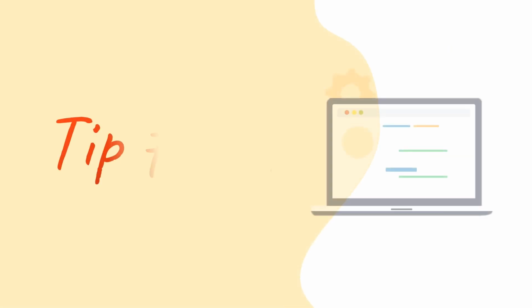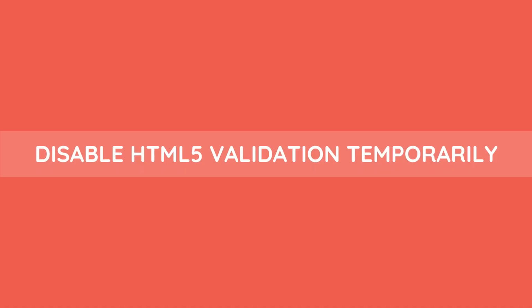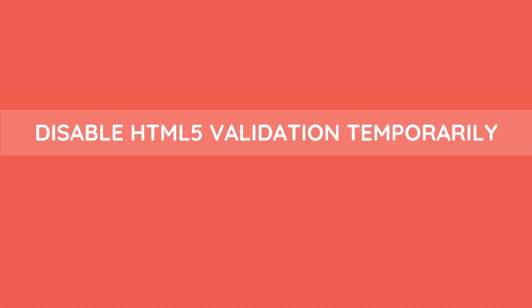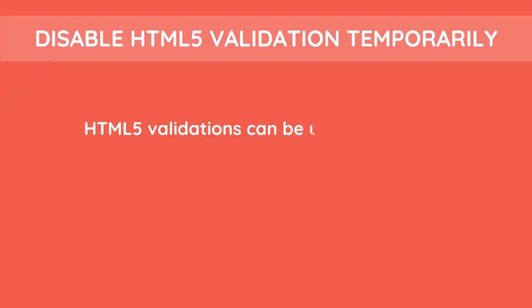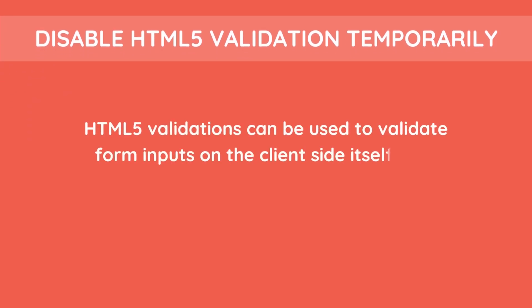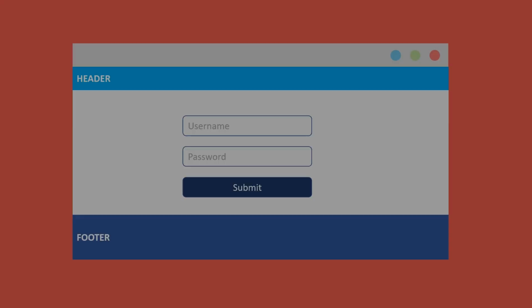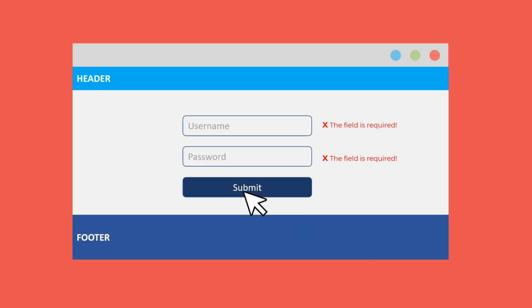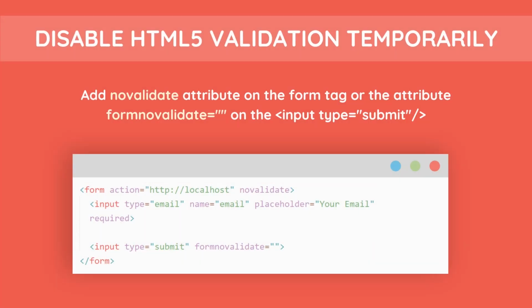Now moving on to tip number 7, disabling HTML5 validation temporarily. HTML5 validations brought us so many new things. Form validations are one of them. You can add HTML form validations to a form and it will be validated on the client side, of course. Suppose you have a large form with validation in place. During the development process, it becomes cumbersome to remove validation from each form input, and testing them one by one is also a very tedious task.